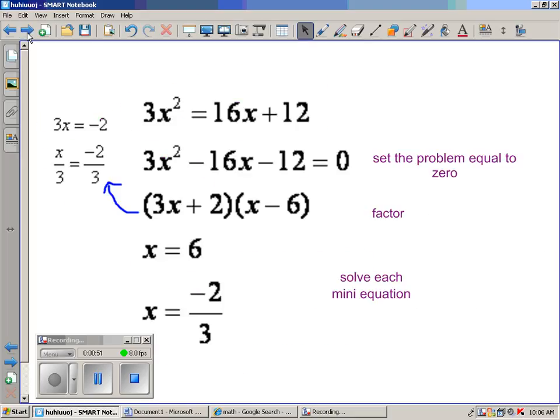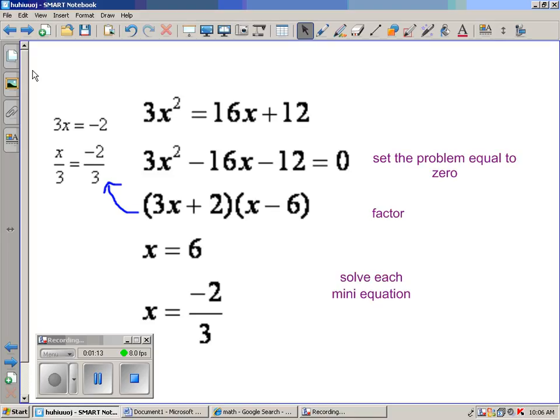And the next one is 3x squared equals 16x plus 12. And you set the whole problem equal to 0. So it's 3x squared minus 16x minus 12 equals 0. And then you factor it. So it's 3x plus 2 and x minus 6. And then once you solve those mini equations, you get x equals 6 and x equals negative 2 over 3.